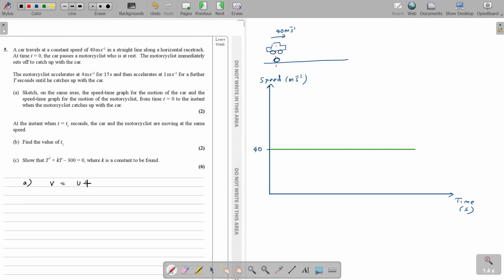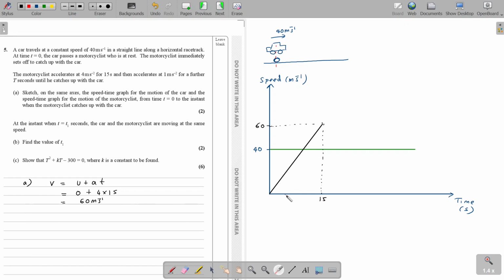You can use v equals u plus at, right? Initially he's at 0, acceleration is 4 meters per second square for 15 seconds, which means how much? 60 meters per second. So you can see at the end of the 15-second time gap, the motorcyclist has accelerated to a speed of 60. That value is actually not required, they just want to see the shape of the graph. I just did an extra calculation to ensure that the graph is moving up or down. So at 15 seconds he reaches a speed of 60, which means we know it's above the 40.